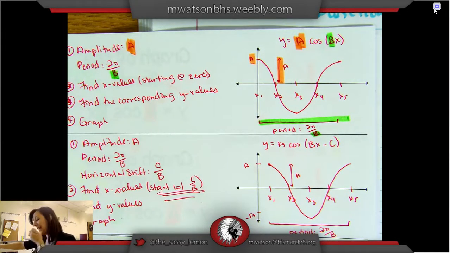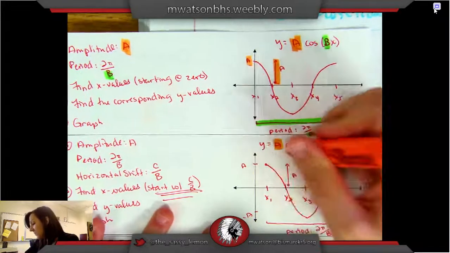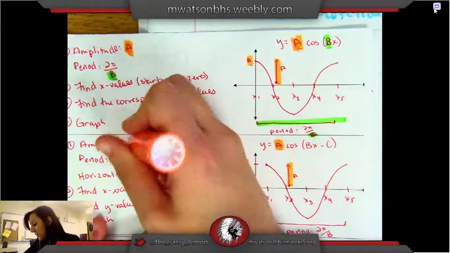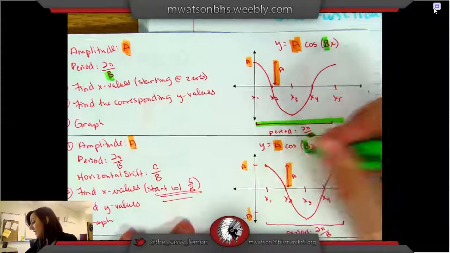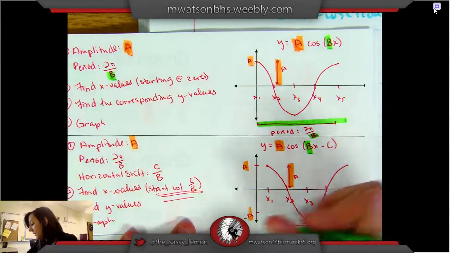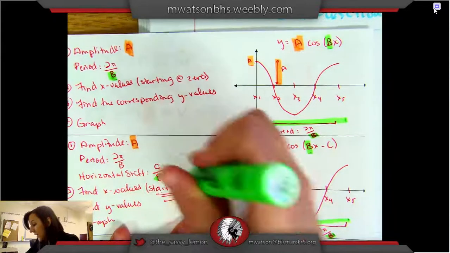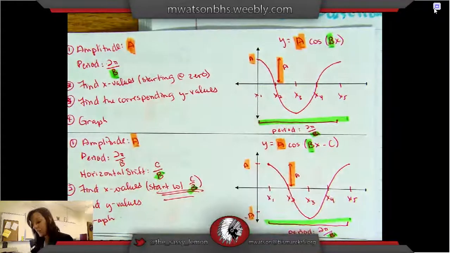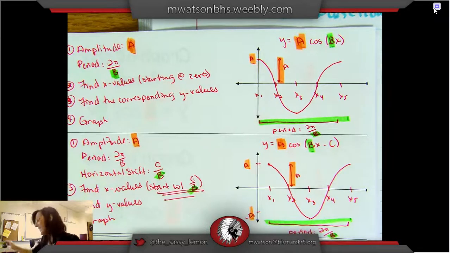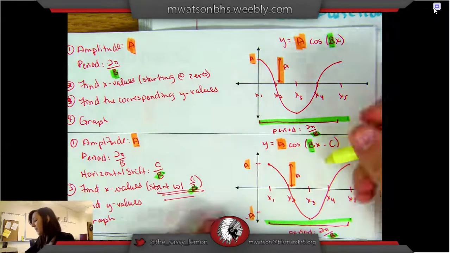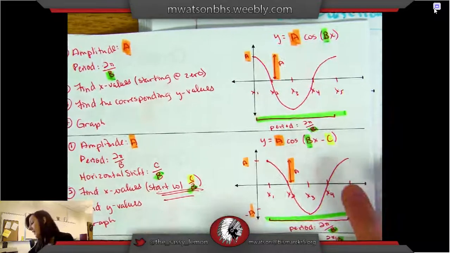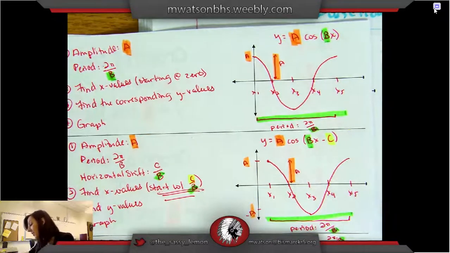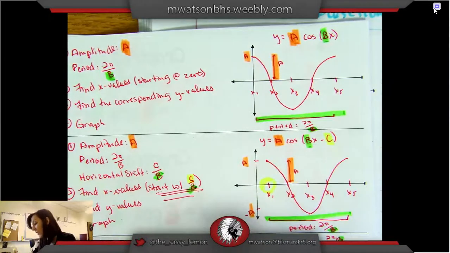So now I'm going to highlight one more time. A is amplitude. B affects our period. And it also affects our starting point, which is where C comes in as well. And notice that it says minus C, but you just pick out the number that comes after the minus sign, and that's going to tell us where to start.